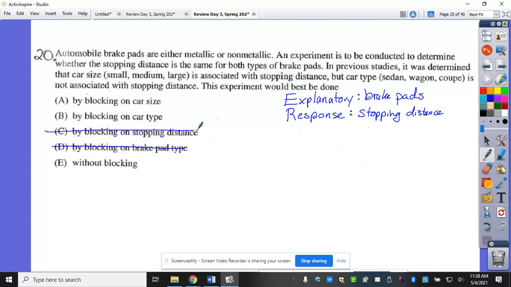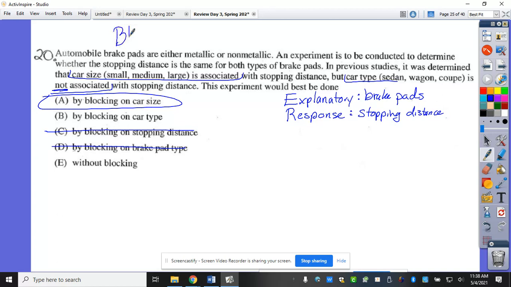So my next sentence, in previous studies, it was determined that car size is associated, but car type is not associated. So this one does impact your stopping distance. This one does not. Which one do we have to worry about? The one that is going to impact what we're measuring or the one that's not? The one that is, so we want to block for that.